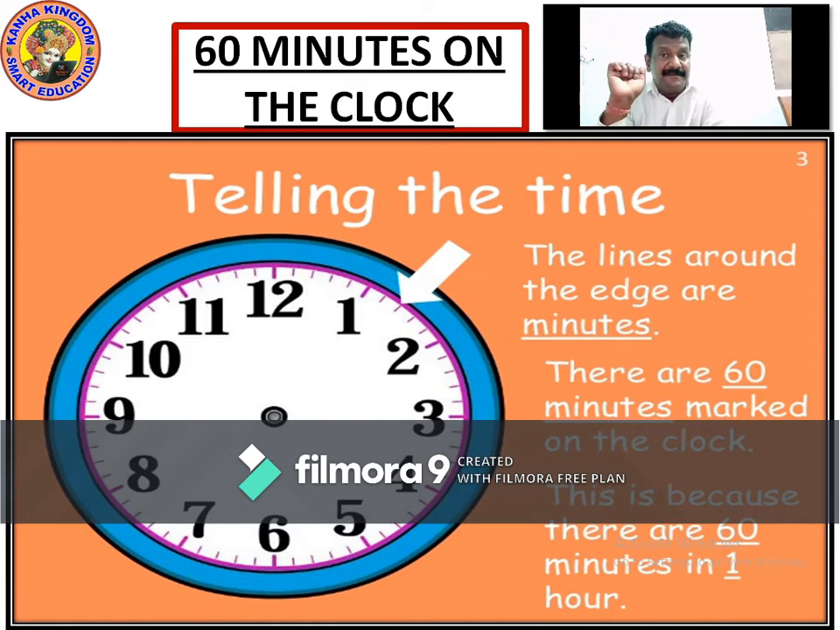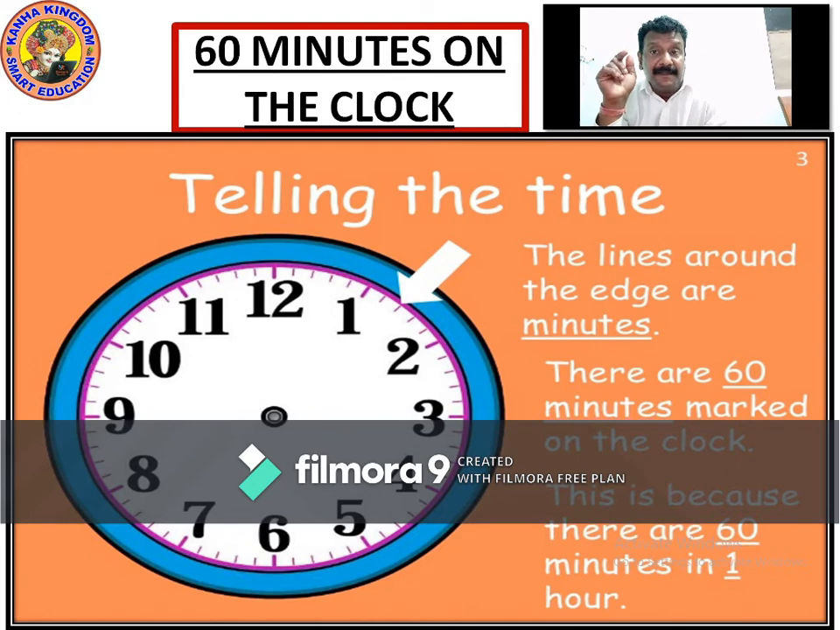12 to 1, it is 5 minutes. 1 to 2, it is 5 minutes. Overall, when you calculate 5 minutes into total 12, 12 fives, it is 60. Right? So there are 60 minutes marked on the clock. This is because there are 60 minutes in 1 hour. When you talk about 1 hour, there are totally 12 hours in the watch, which we have seen in the last clip. Now what we are looking at is 60 minutes. 60 minutes make 1 hour.